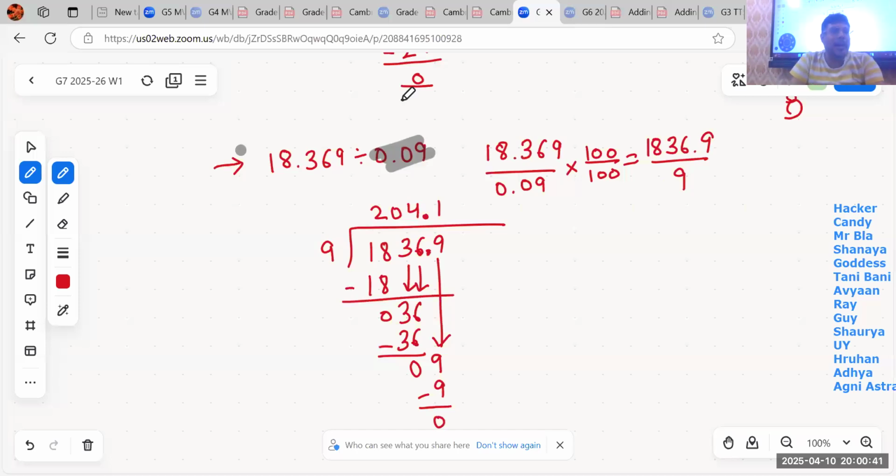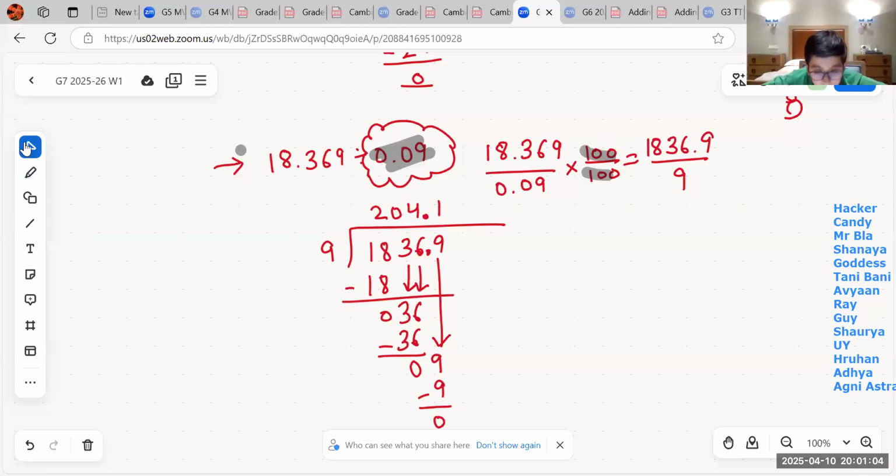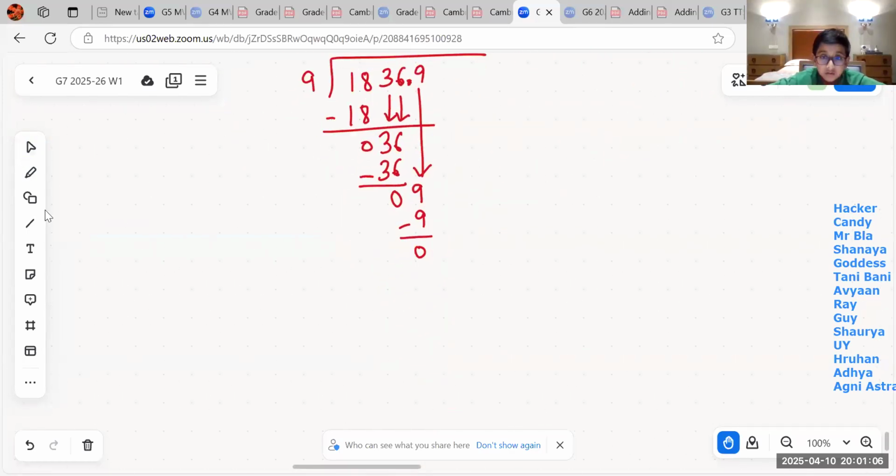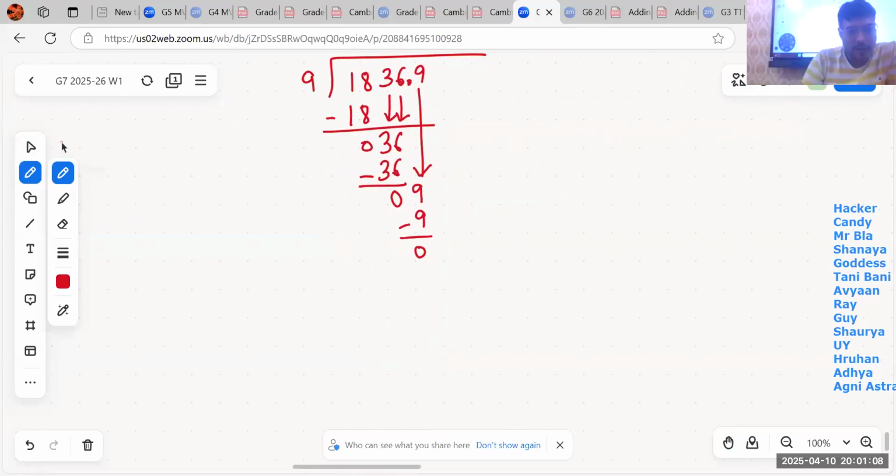So the rule is whenever you have to do division by a decimal number, first you need to convert the decimal number into a whole number. How will you convert that? Of course, by multiplying the numerator and denominator by 10, 100 or 1000. Okay. All right. So next question.